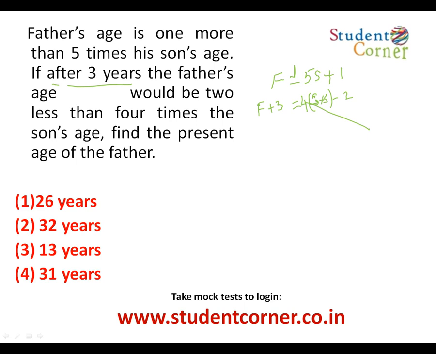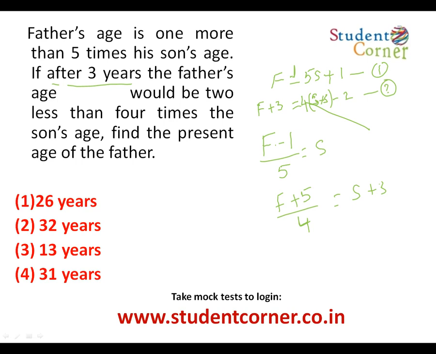What is he asking now? Find the present age of the father. He is asking what f is equal to. So very clear, if from equation 1 you observe, f minus 1 should be exactly divisible by 5. From the second equation you can observe f plus 3 minus 2 comes to f plus 5 should be exactly divisible by 4, that is equal to s plus 3. This is about equation 1, this is about equation 2. So whatever the answer is, it should be exactly divisible by 5 when f is subtracted by 1. When f is added by 5, it should be divisible by 4.